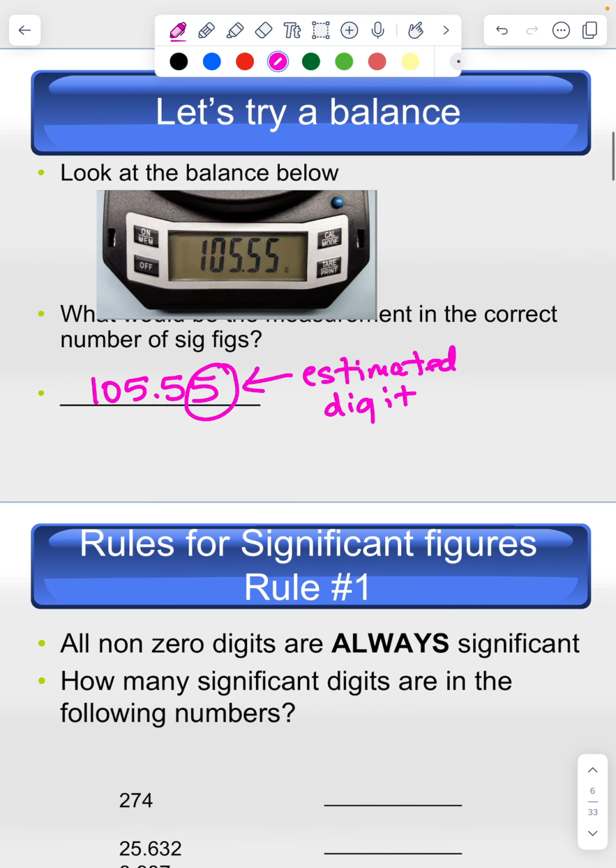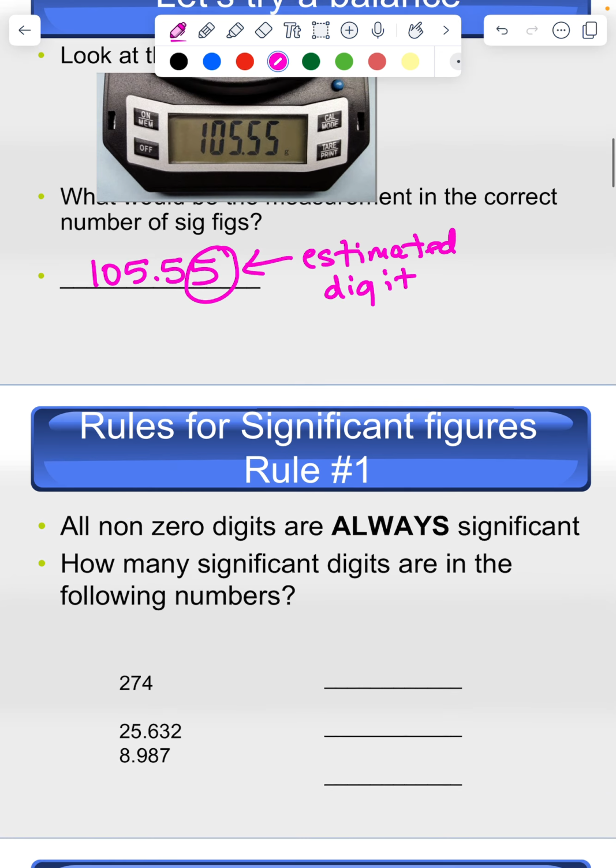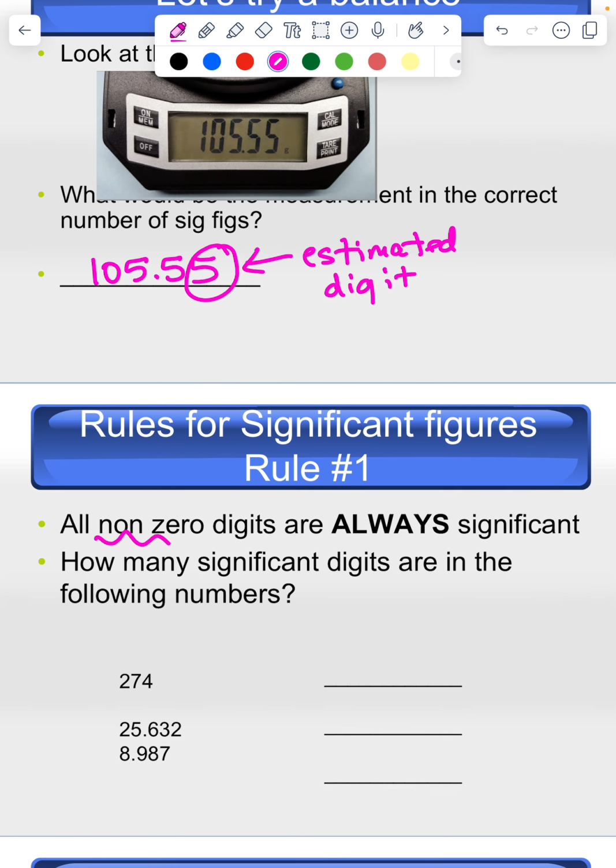This is just a review. If we have been given a measurement or a number, we have to figure out how many sig figs are in it. These are a couple of rules that we have to remember. All non-zero digits, so any number besides 0, numbers 1 through 9, are always, always, always going to be significant.